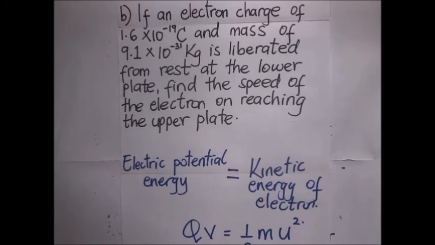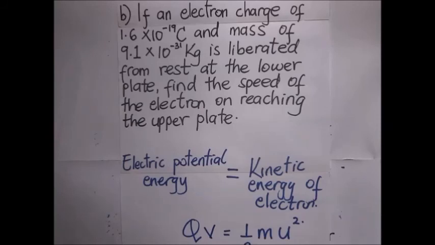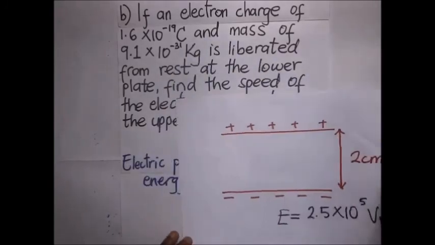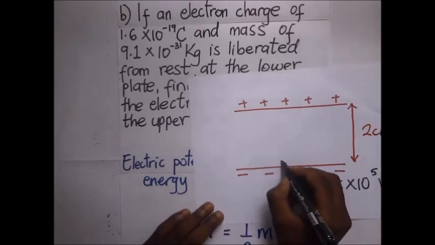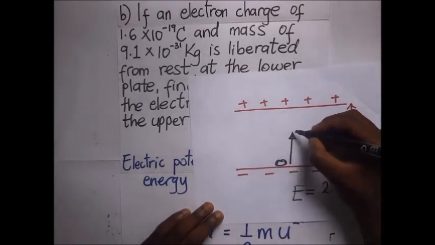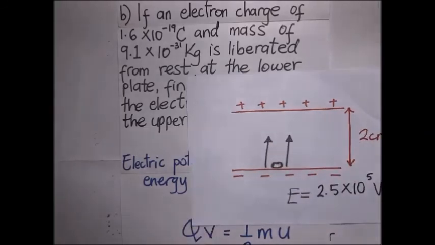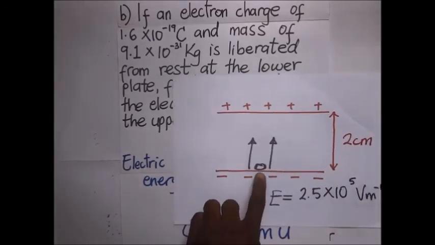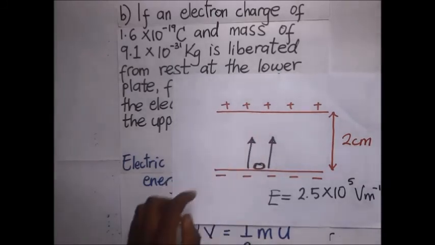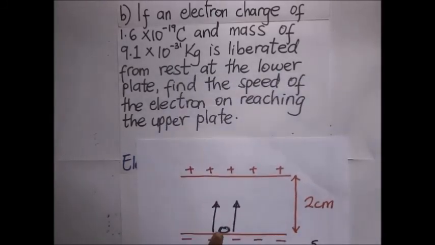If an electron of charge 1.6 times 10 to the power negative 19 and mass of 9.1 times 10 to the power negative 31 kilograms is liberated from rest at the lower plate, find the speed of the electron on reaching the upper plate. These are our two plates. We have an electron here, and it is being liberated towards the positive plate, and they are asking us to find the speed with which it moves from this lower plate to the upper plate.